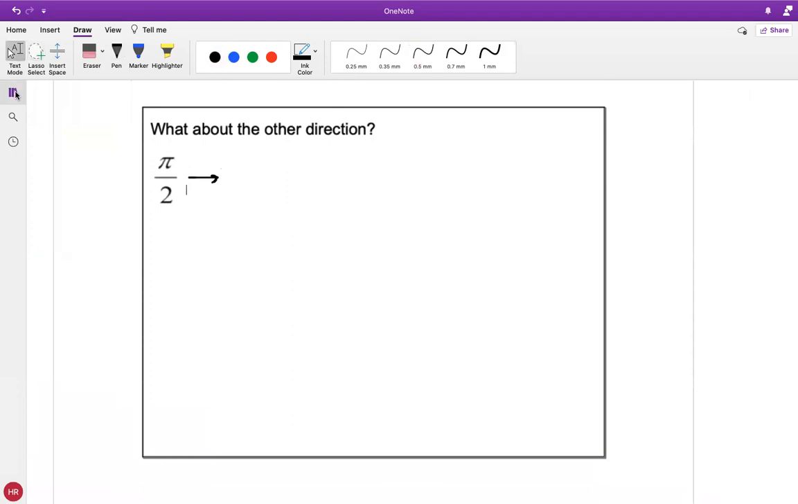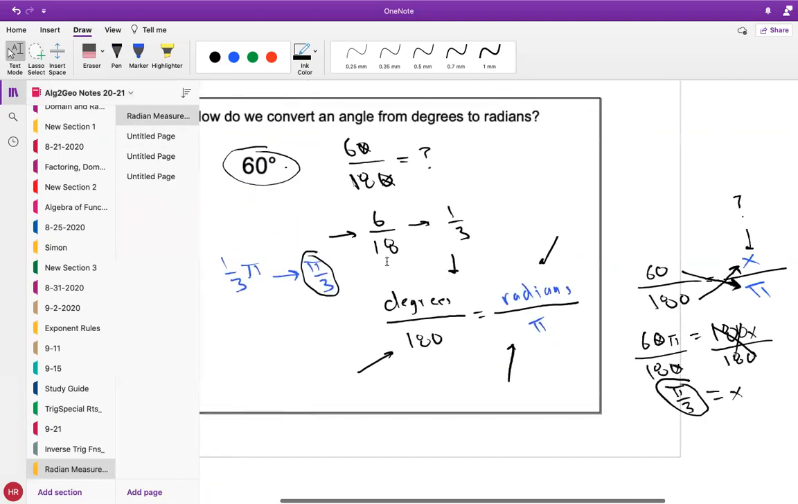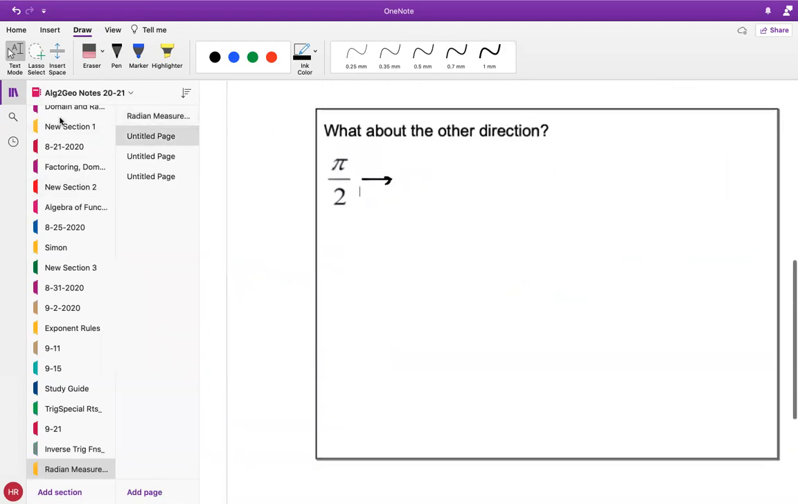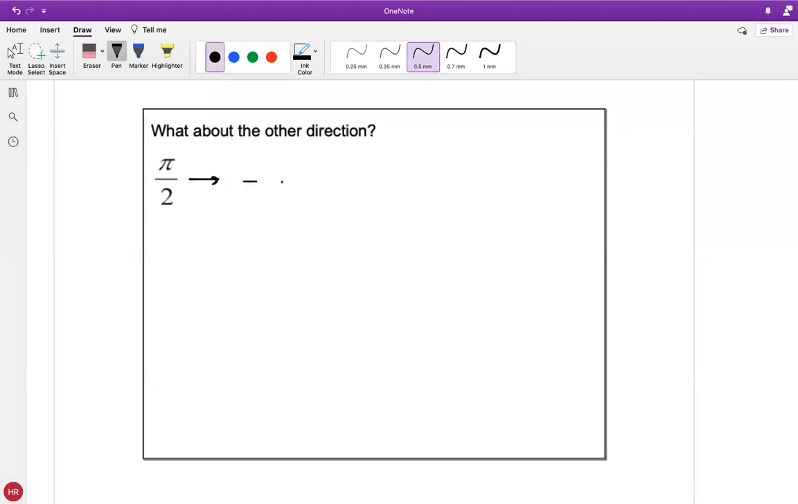So my proportion, let's just go back and look at it real quick, was degrees over 180 equals radians over pi. So I need degrees over 180 equal to radians over pi. And the degrees is what I'm looking for, so I'm going to call that x now. 180, that's a terrible 180. I'm going to write that again. And now the number of radians I had was pi over 2. I'm going to put that right here. Okay, so now I cross multiply: x times pi equals 180 times pi over 2.